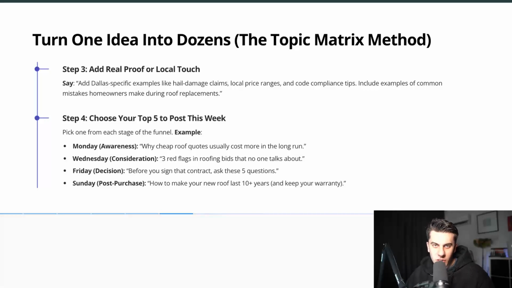Wednesday, consideration: 3 red flags in roofing bids that no one talks about. Friday, decision: before you sign that contract, ask these 5 questions. Sunday, which is post-purchase: how to make your new roof last 10-plus years and keep your warranty. That's it. 4 posts, 1 topic, multiple angles. You didn't need to brainstorm anything new. You just let ChatGPT stretch one message across your funnel.